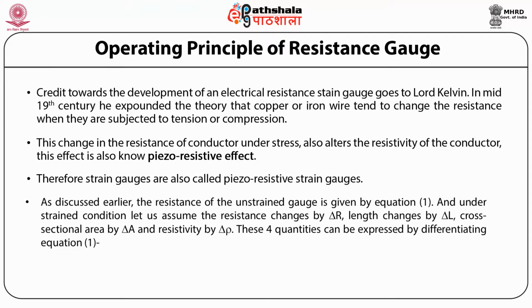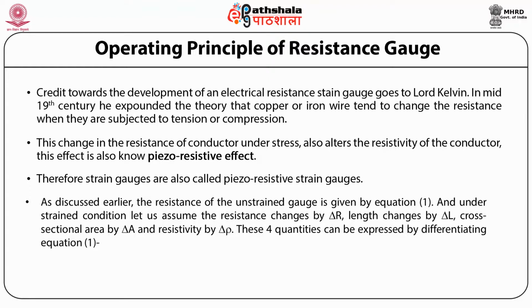As discussed earlier, the resistance of the unstrained gauge is given by equation 1. Under strained conditions, let us assume resistance changes by ΔR, length changes by ΔL, cross-sectional area changes by ΔA, and resistivity by Δρ.